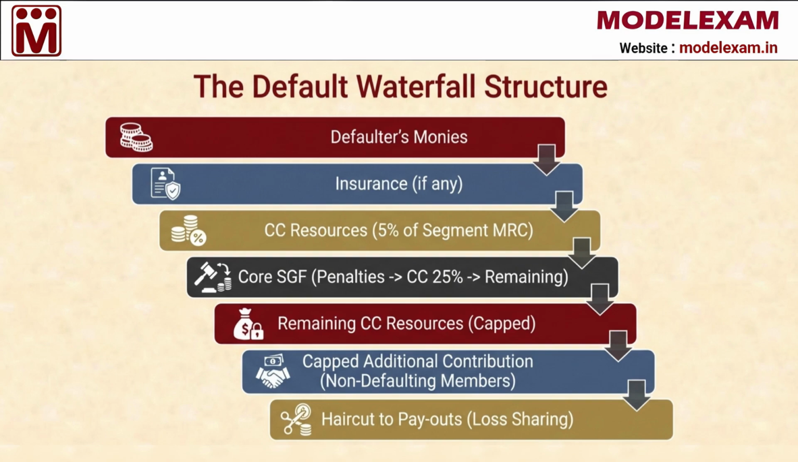But how exactly is that fund used? If someone defaults, we follow a very specific default waterfall structure. First, we use the money of the person who defaulted. If that is not enough, we look to insurance, and then a small portion of the clearing corporation's own resources. Only after those are exhausted do we touch the core SGF, starting with penalties and moving through the contributions of the institutions and non-defaulting members.